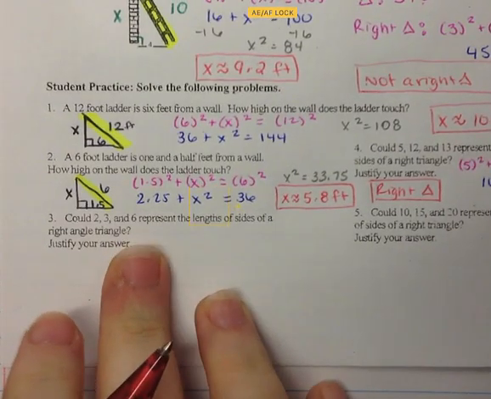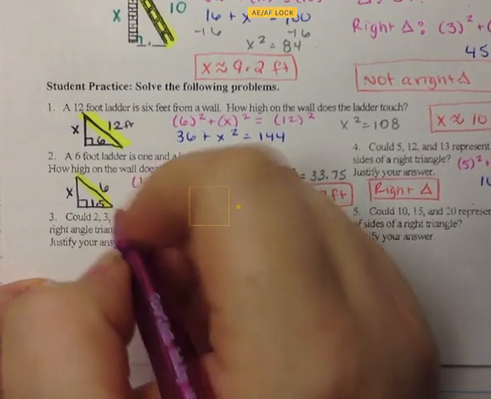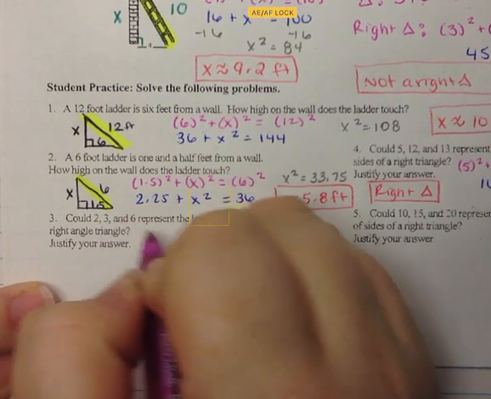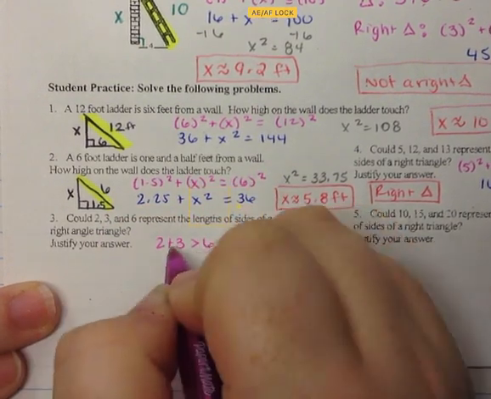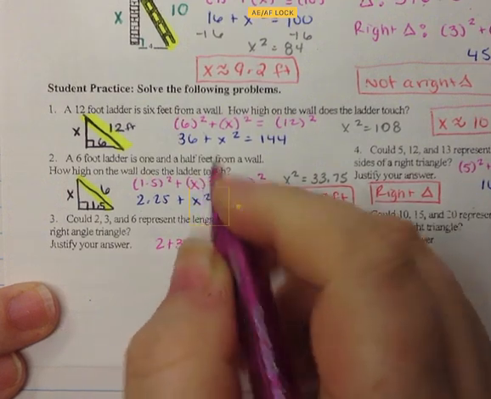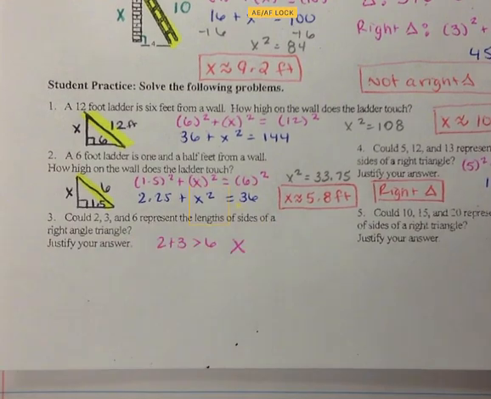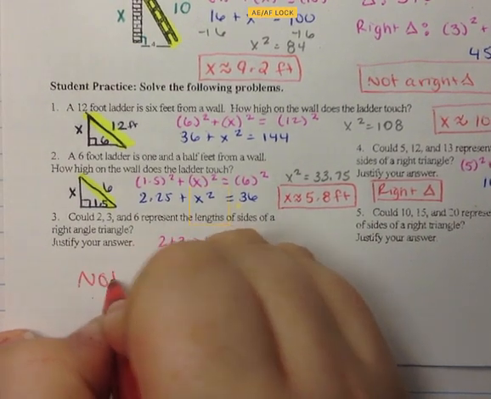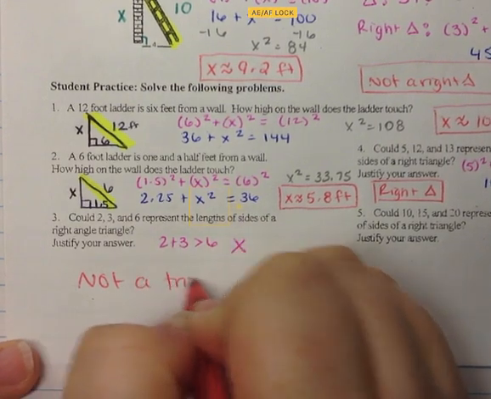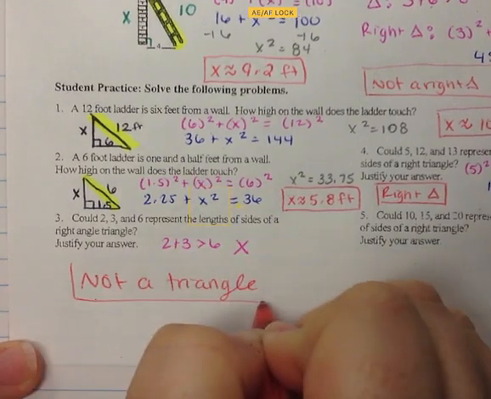Actually this is question 3 down here. Could 2, 3, and 6 represent the lengths of the sides of a right triangle? Justify your answer. So first we've got to see if it can be a triangle. So the two smaller legs have to be bigger than the third. So 2 plus 3 has got to be bigger than 6. This is 5. 5 is not bigger than 6, so this is not even a triangle. So we can't even say what type of triangle it is because it's not a triangle. So we stop there. Not a triangle. We always look back to see if it is a triangle at all.